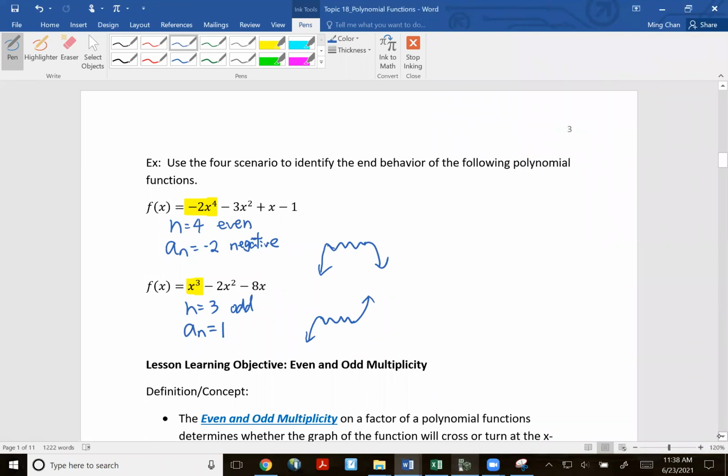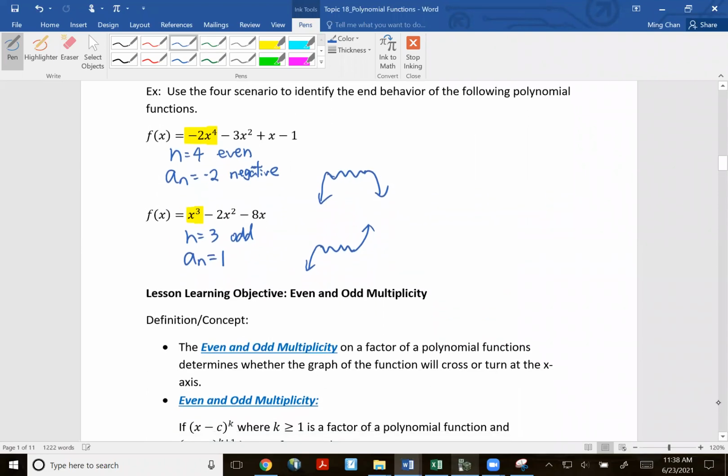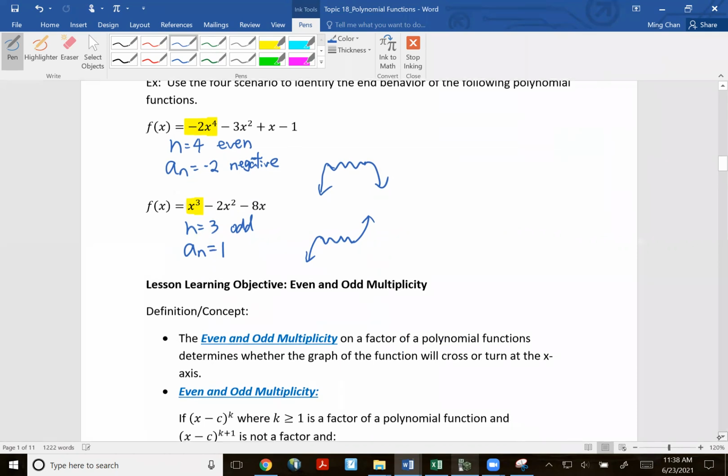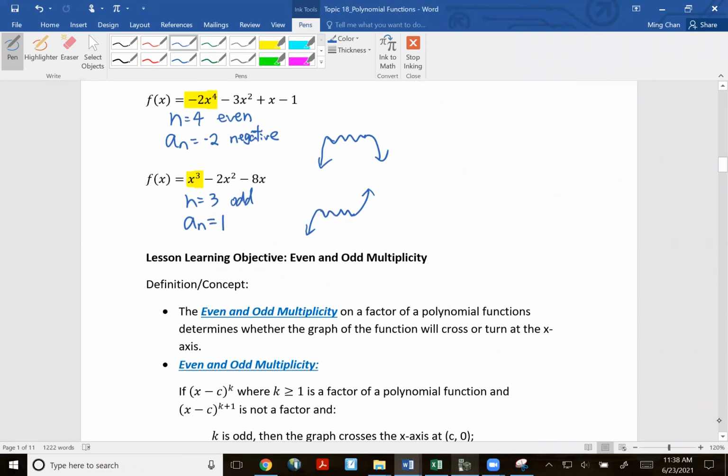Let's take a look at another concept. Even odd multiplicity. This will tell you what's happening around the x-axis. All right, the even and odd multiplicity on a factor of a polynomial function. On a factor. So that means I have a polynomial function. I factored it. And the exponent on the factor tells me whether the graph of the function will cross or turn at the x-axis.